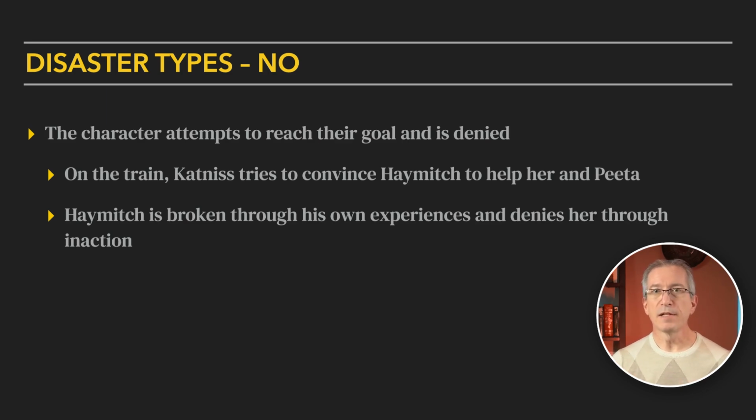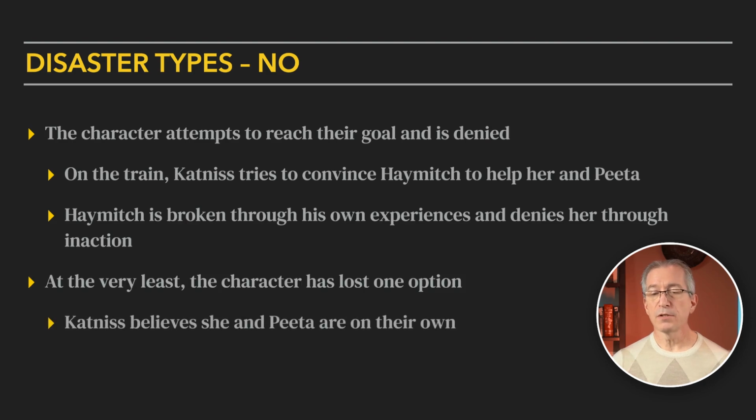And so he thinks that's going to happen again, just like the other 23 years since he won, and so he doesn't want to connect with them, and that's obvious, and his alcoholism contributes to that as well. And so Haymitch is a broken man, and he just denies her. He just does not want to engage with them. So at the very least, the character or characters have lost an option. Katniss believes she and Peeta are on their own.